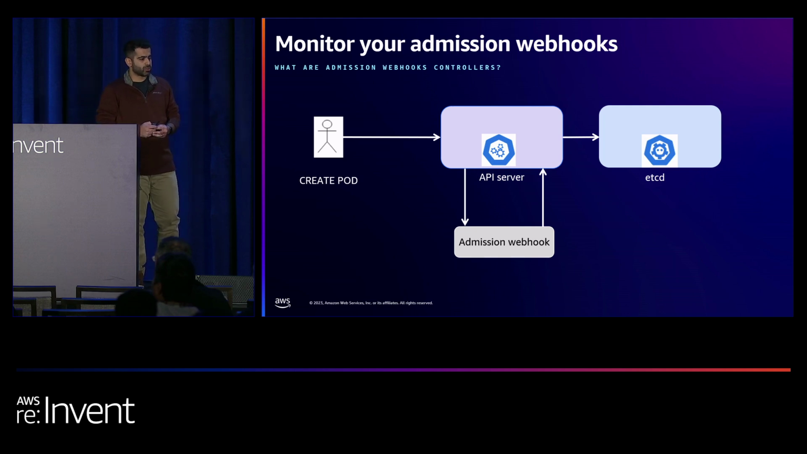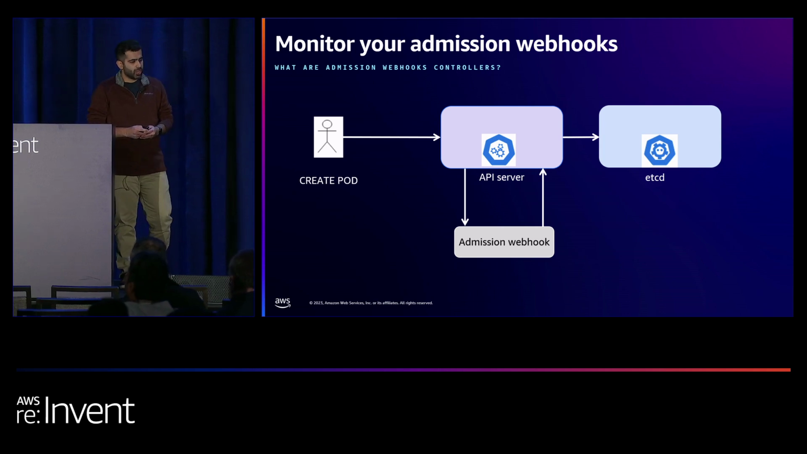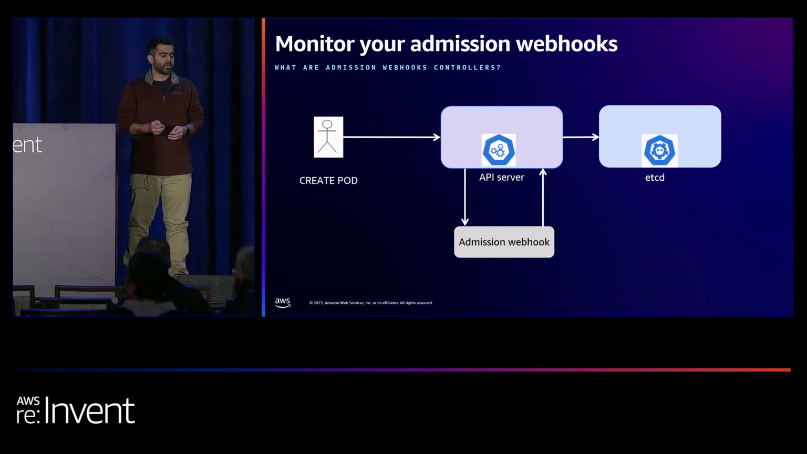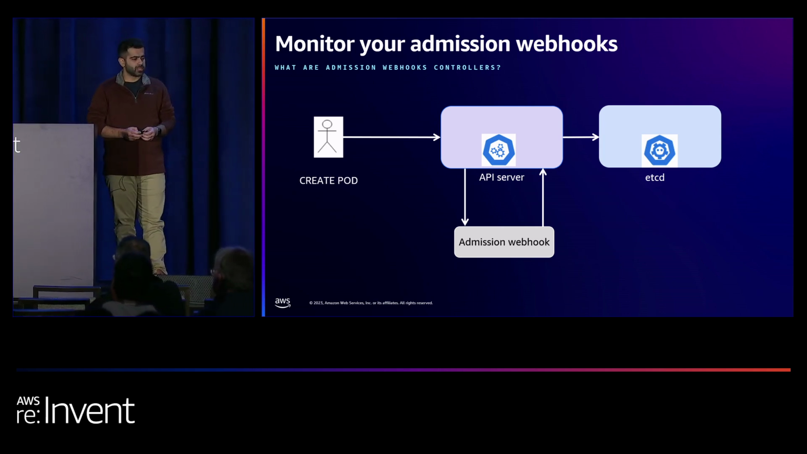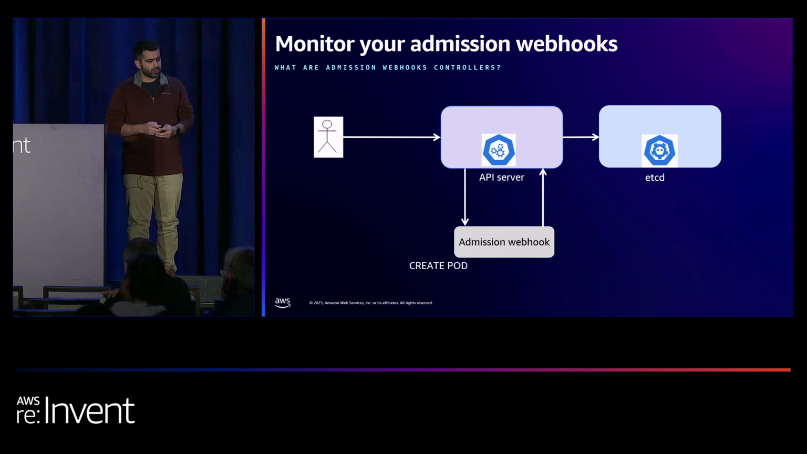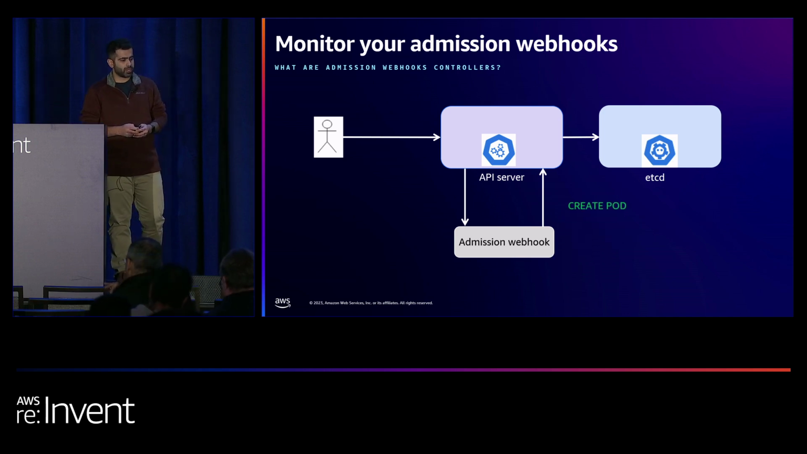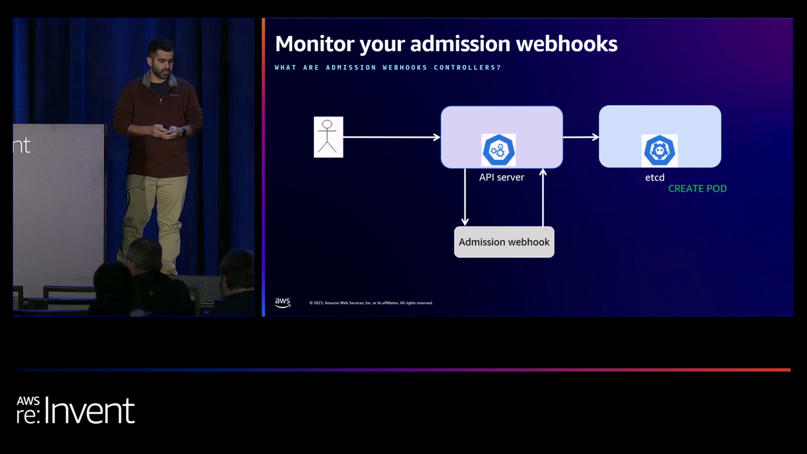You have a user who is talking with your API server. This could be your end user or CI/CD, and they send a request to create pods. When the request is being sent to create pods, the API server forwards it to the admission webhook controller. It verifies that the pod spec contains the label. Once everything is correct, it returns back the response to the API server, and your pod object is created in etcd.